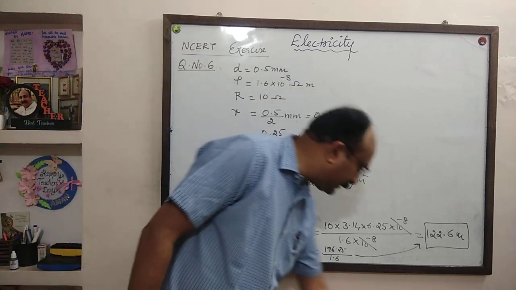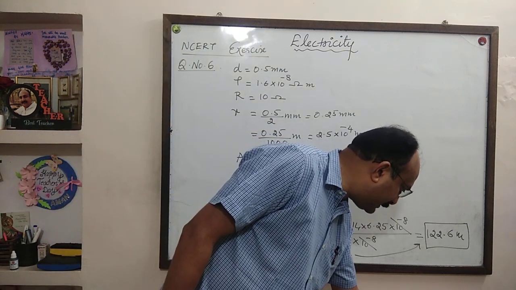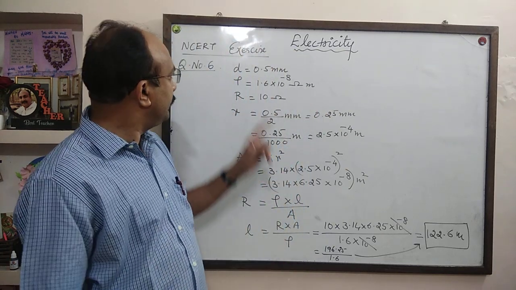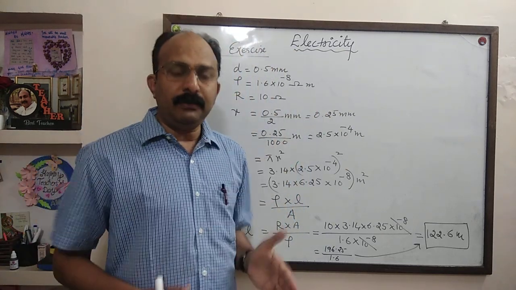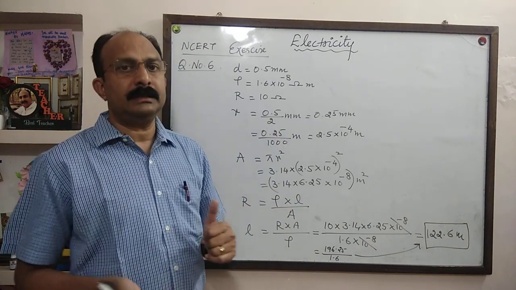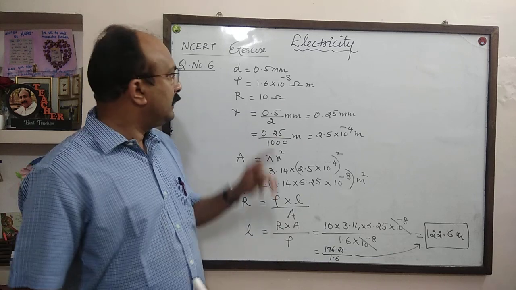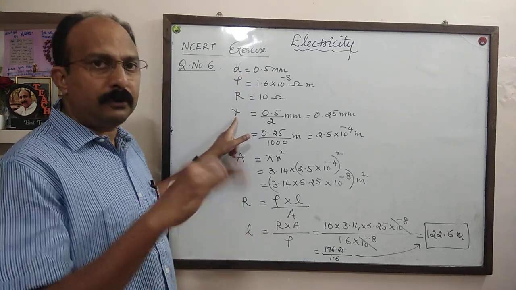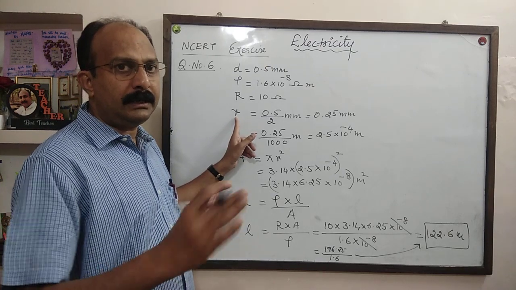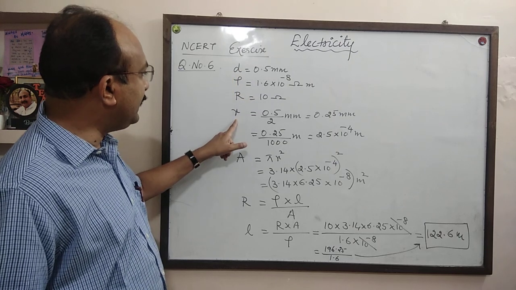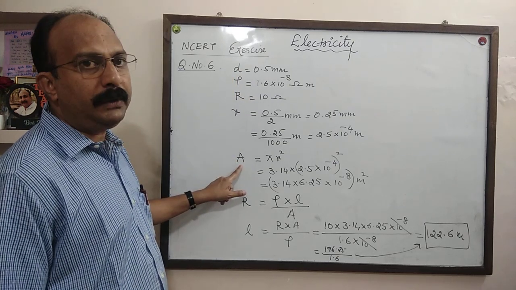Second part of the question. How much does the resistance change if the diameter is doubled? If the diameter of any wire is doubled, how much will resistance increase or decrease? We know that when the diameter is doubled, then radius will also be doubled. Diameter and radius, they go hand in hand. So when radius is doubled, what will happen to area?